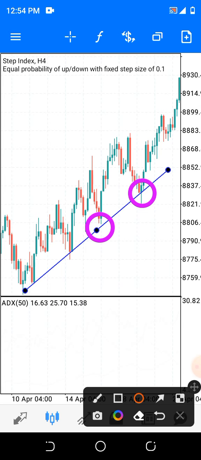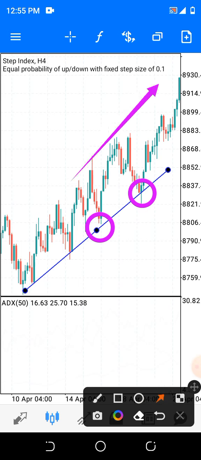So once you are patient enough for the price to retrace back to this trend line, or very close to that trend line, in such a way that your stop loss will be a little bit behind the trend line, that is a good entry. Do you understand? And you are sure of profit.